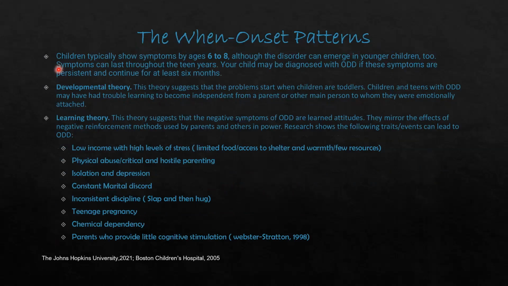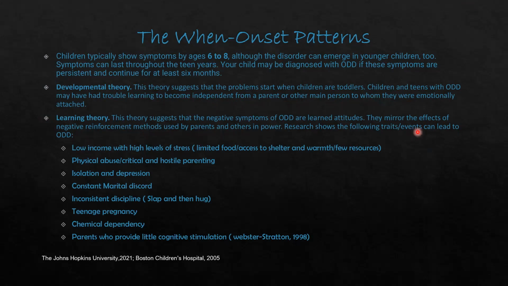The when. Children show symptoms by 6 to 8, although it can emerge in younger children. They can last throughout the teen years, and they're diagnosed when it lasts for at least 6 months. The developmental theory suggests that the problems start when children are toddlers. They may have trouble learning to become independent from a parent or other main person to whom they are attached. Then you have that learning theory that says negative symptoms of ODD are learned attitudes. They mirror the effects of negative reinforcement methods that those parents are using.